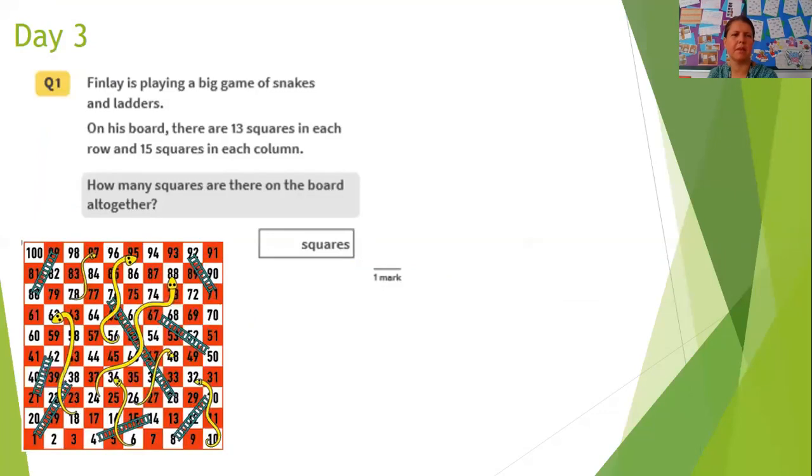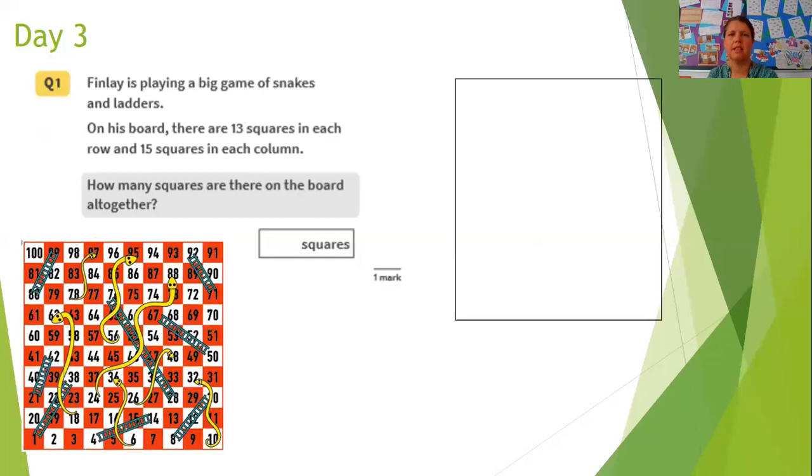So I'm going to think about what a snakes and ladders game looks like. Quite often you'll see a snakes and ladders game with 10 rows of 10 columns, and we know to work that one out we multiply 10 by 10 and we've got 100 squares. So let's think about what Finley's board looks like, because it's not a traditional snakes and ladders board. He's got 13 squares in each row and 15 squares in each column. I haven't drawn the squares, I'm not that technologically advanced.